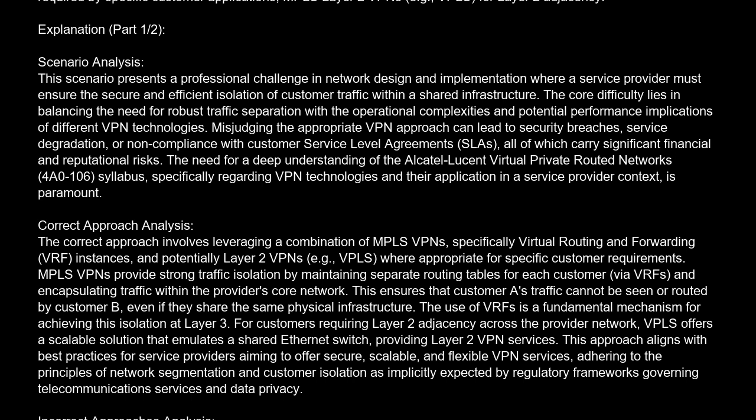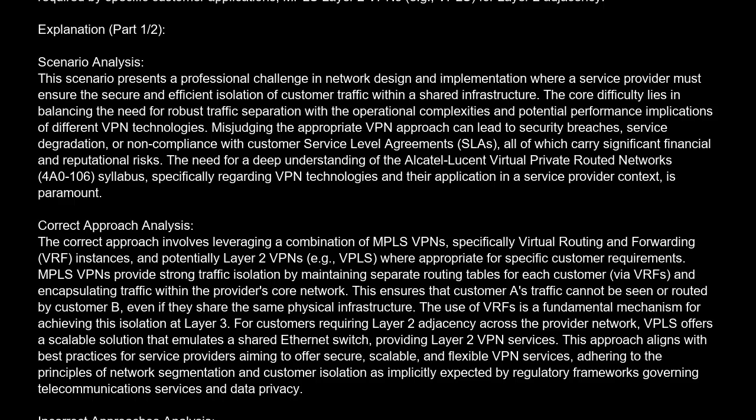Explanation. Scenario analysis. This scenario presents a professional challenge in network design and implementation, where a service provider must ensure the secure and efficient isolation of customer traffic within a shared infrastructure. The core difficulty lies in balancing the need for robust traffic separation with the operational complexities and potential performance implications of different VPN technologies. Misjudging the appropriate VPN approach can lead to security breaches, service degradation, or non-compliance with customer service level agreements, SLAs, all of which carry significant financial and reputational risks.